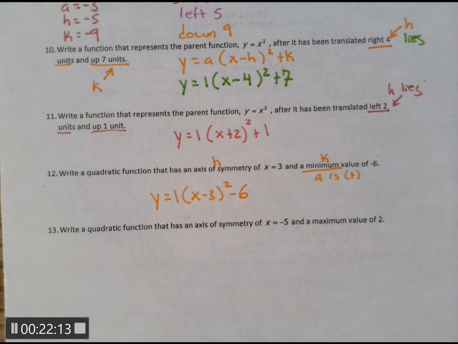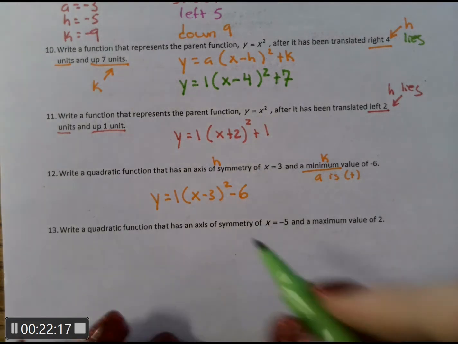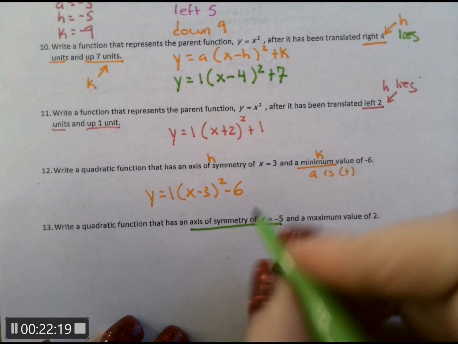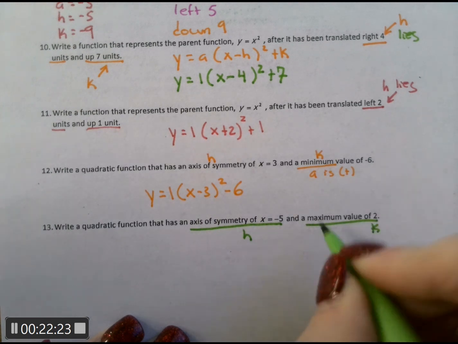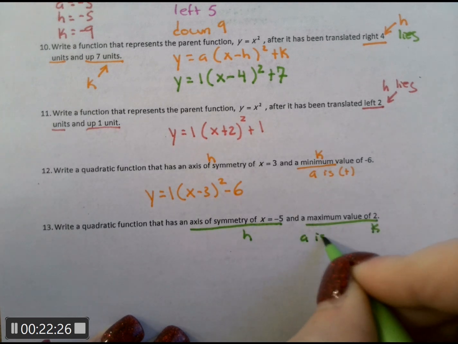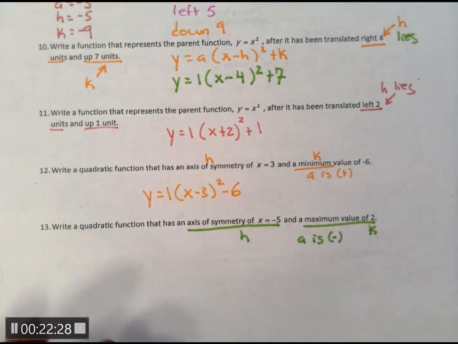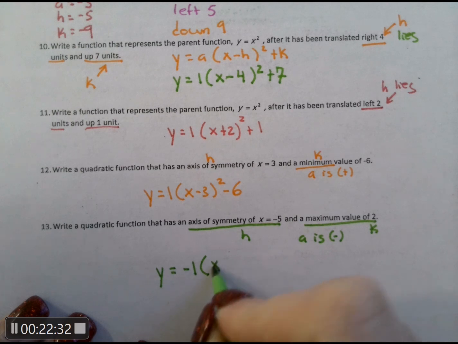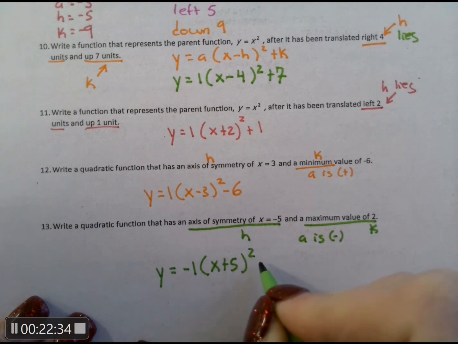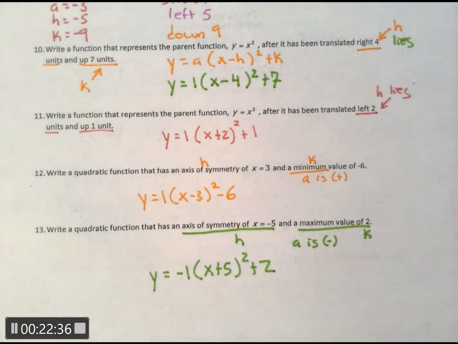Alright, but what if it said maximum? If it says maximum, because we have an axis of symmetry, which is our h, and a maximum, which is going to be our k, but now a is negative. Okay, so now I need y equals -1, x plus 5 squared plus 2.